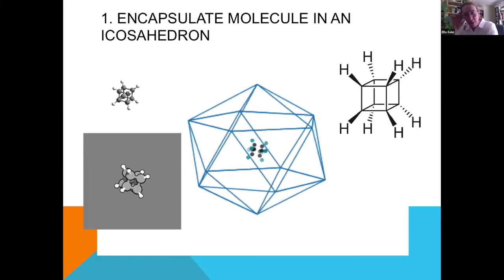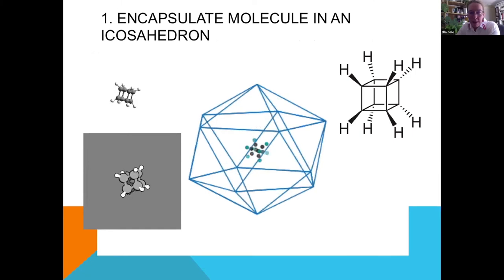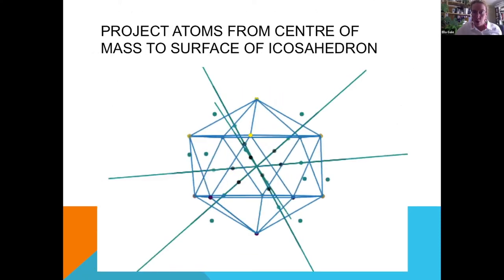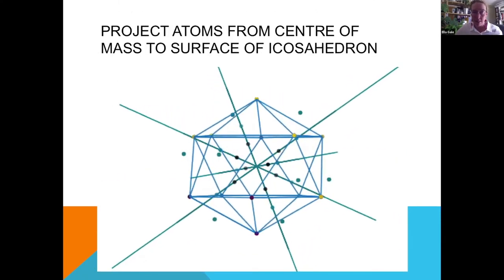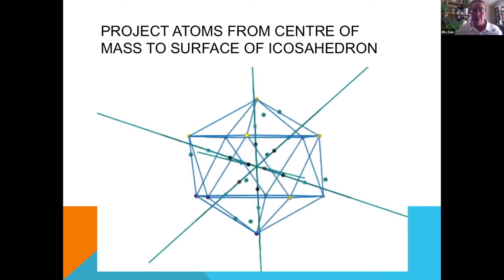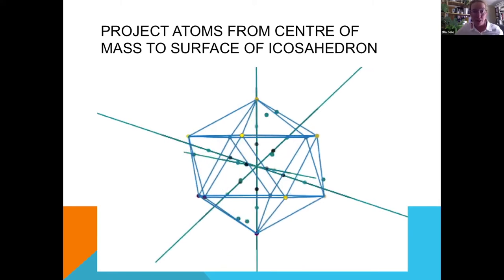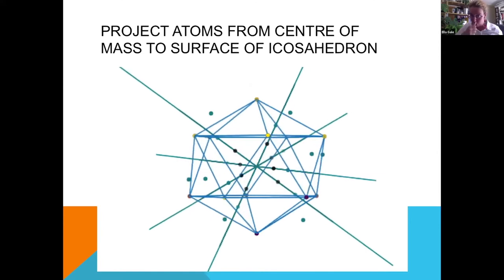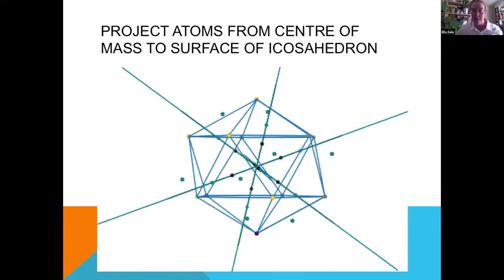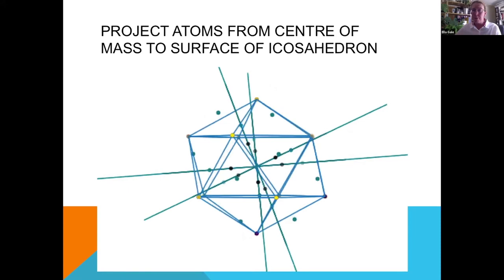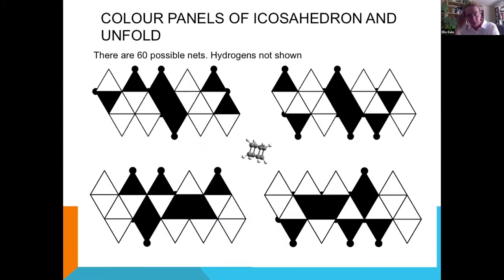Okay, so how do we use this in chemistry? So what we do is we take a molecule, cubane here, and we encapsulate it into an icosahedron. We then project the atoms from the center of mass, which is at the center of our icosahedron, to the surface. So you can think of a light bulb at the center of your molecular structure, and you turn it on, and the atoms cast a shadow on the surface of the icosahedron. And then you color in the triangular faces of the icosahedron by which atom has cast a shadow on it, and then you unfold it. So this is the sort of thing you get. So these nets, they're called.